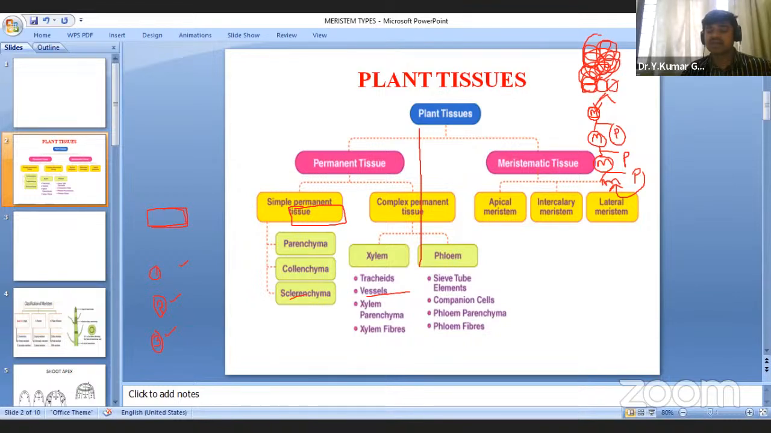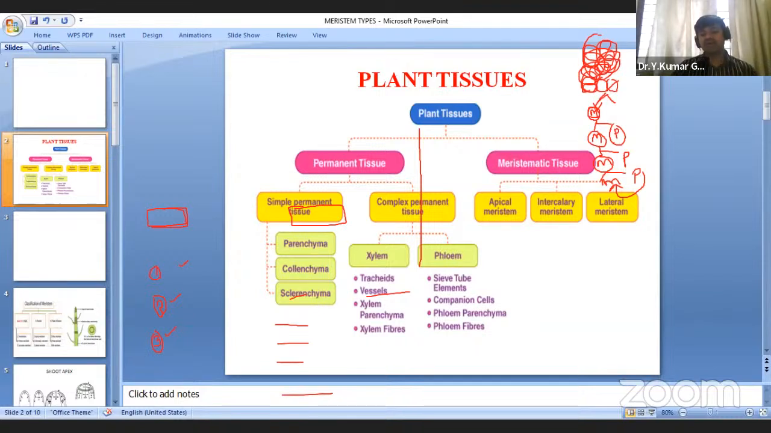What is present inside the xylem? Different types of tissues. I already told you, simple is similar type, complex is different type. Let's see what the different types in complex are: tracheids, vessel cells, xylem parenchyma, xylem fibers. Individually, tracheids are one simple tissue, vessels one simple tissue, xylem parenchyma simple tissue, xylem fiber simple tissue, but all together they make the complex and form the xylem element.